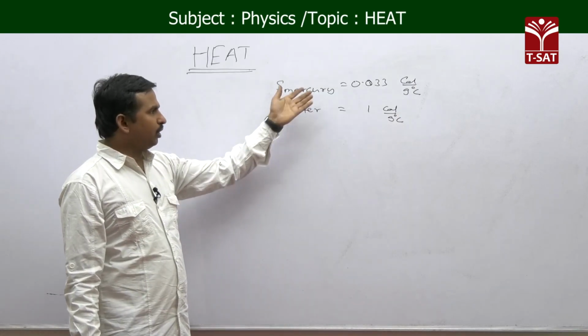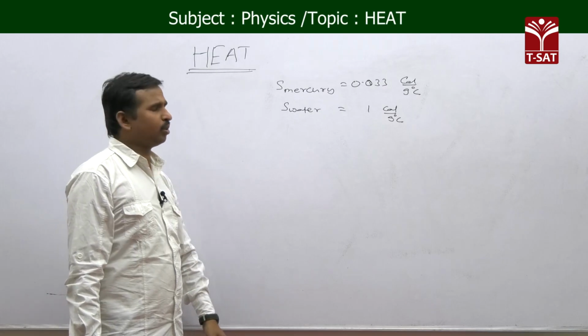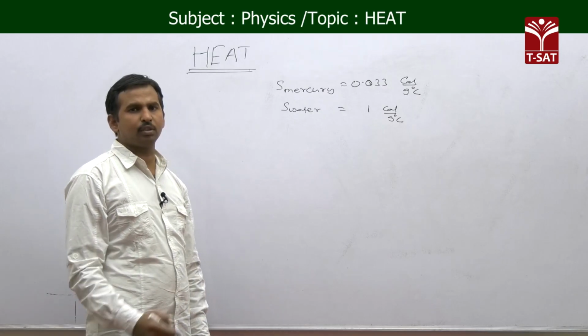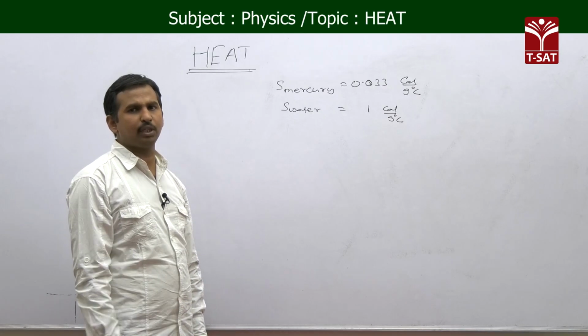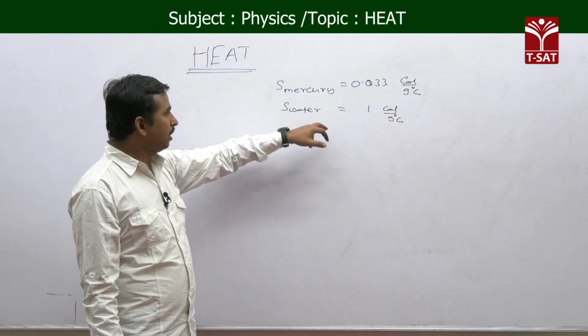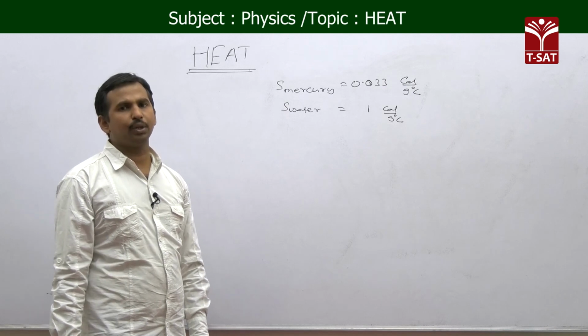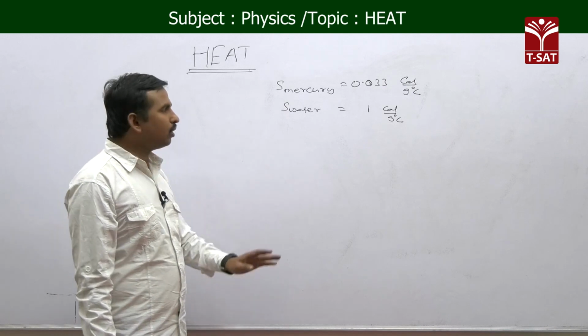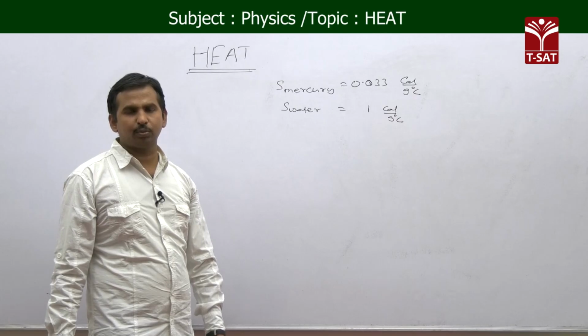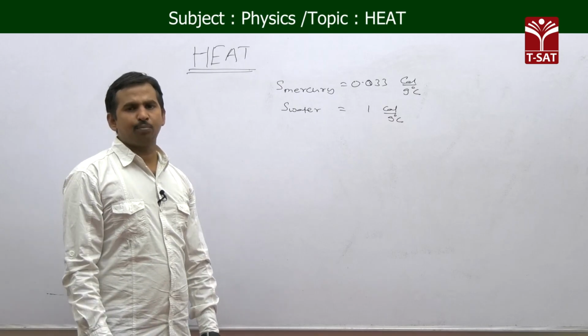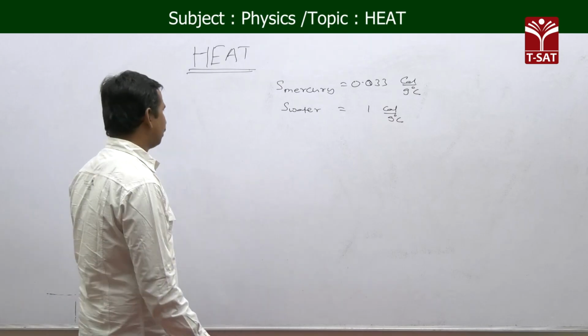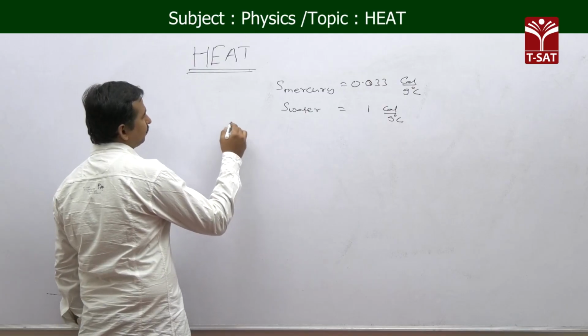For mercury it is only 0.033 to raise 1 gram by 1 degree Celsius, whereas for water, just 1 gram requires 1 calorie of heat energy. Now when you are using that thermometer, let us suppose the body temperature is 100 degrees Celsius.